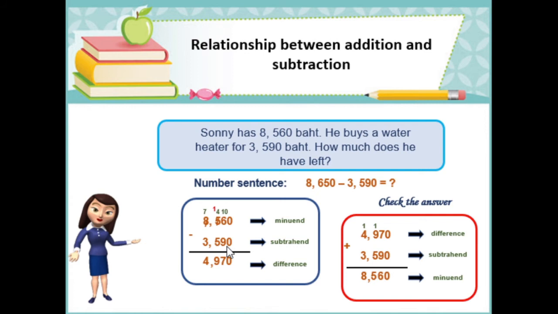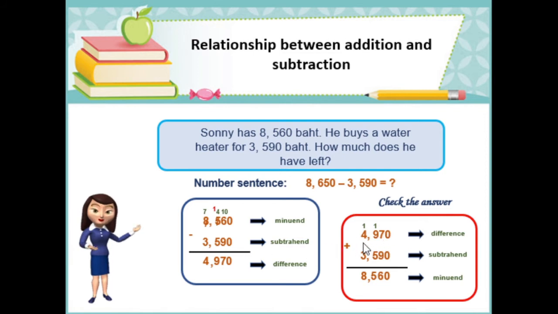Remember, the first number is our minuend. The second number is our subtrahend. And the third number or the last number is the answer or the difference. To see that the relationship is correct, let's check the answer. To check the answer, we add the difference with our subtrahend.